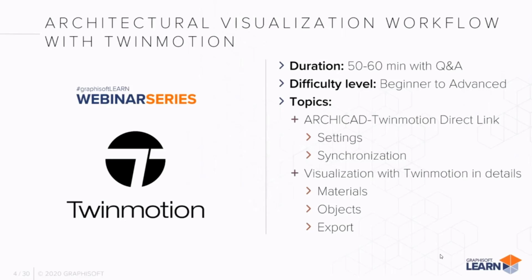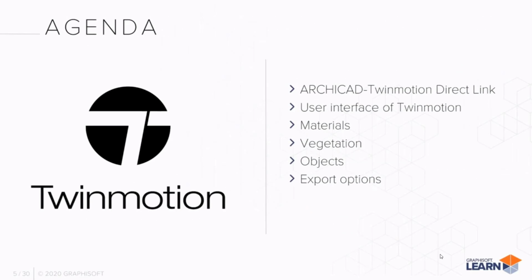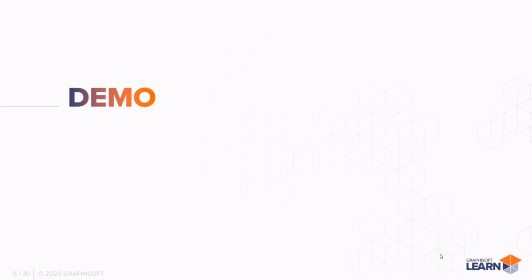registration. So, what I'm going to show today, I will quickly go through the settings dialog of the ARCHICAD-Twinmotion Direct-Link plugin, then synchronize my BIM project to Twinmotion. After that, I will guide you through the user interface of Twinmotion. Then we will start to visualize the project. I will talk about materials, vegetations, objects, and the different export options that Twinmotion can offer. I hope you are interested. If you are ready, let's get started.